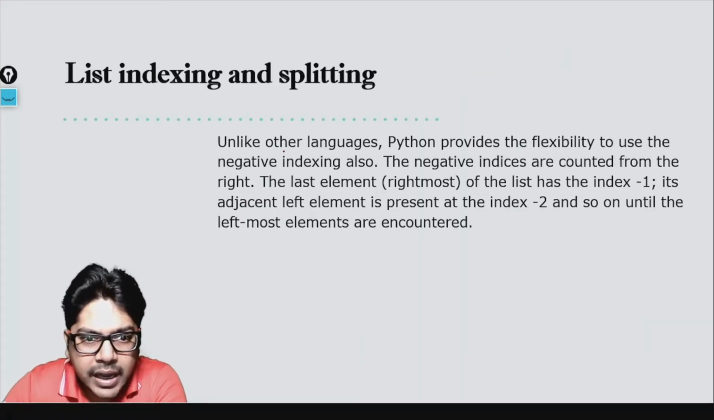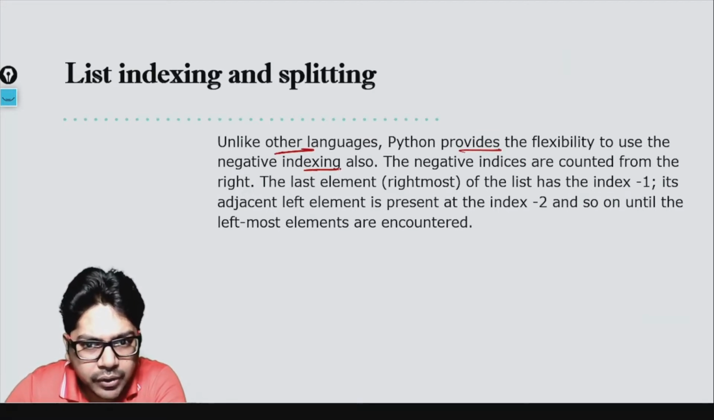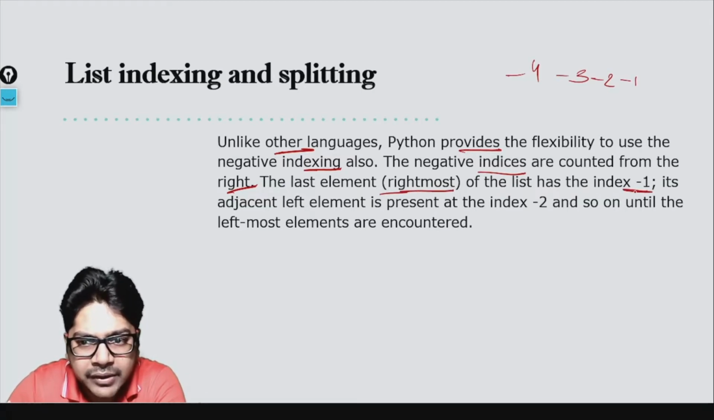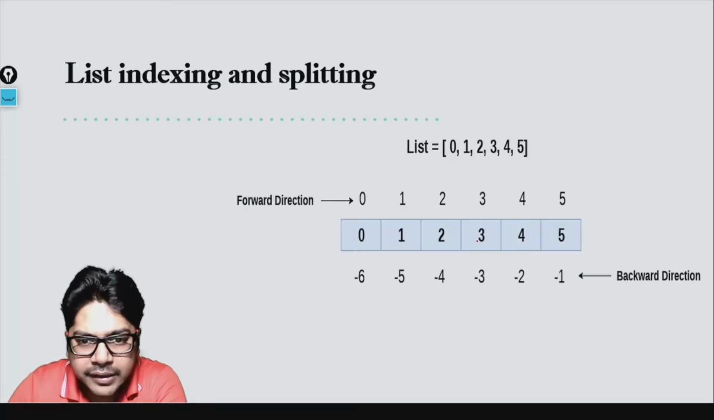Now, unlike other languages, Python provides the flexibility to use negative indexing also. The negative indices are counted from the right. They start from the right side, like -1, -2, -3, -4, like that. The last element, which is the rightmost element of the list, has the index -1 and its adjacent element is present at the index -2 and so on until the leftmost element is encountered.